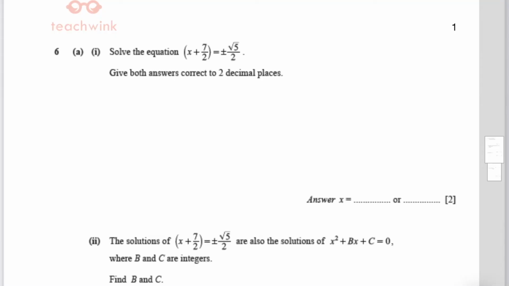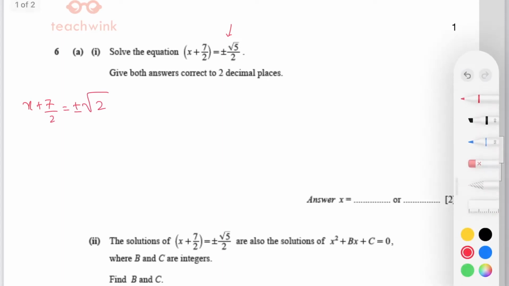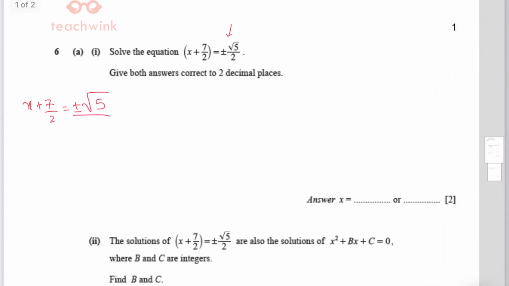The question says solve the equation (x plus 7)/2 equals plus minus under root 5 over 2. Give both answers correct to two decimal places. Over here, you would have two values of x. One would be for the positive and the other would be for the negative value of under root 5. Okay, so we have (x plus 7)/2 equal to plus minus under root 5 over 2.